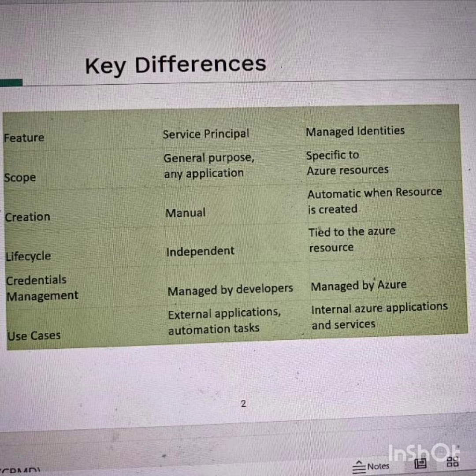And about the use cases of managed identities, they are used only internally, only for the Azure applications and services. And also, service principal supports multi tenants and managed identity supports single tenant.